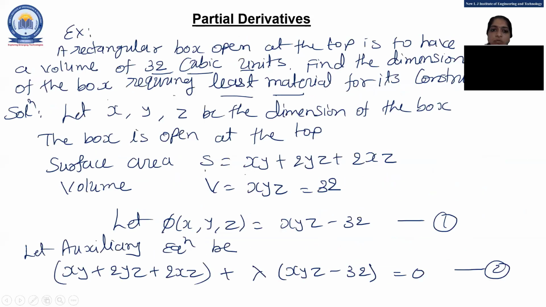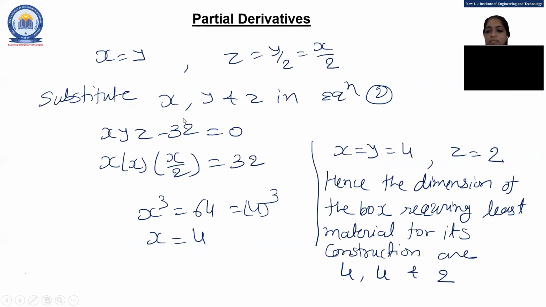See students, we want to find the dimension of the box. And what are the dimensions of the box? That is x, y and z. And we found the value of x, y and z, that is 4, 4 and 2.